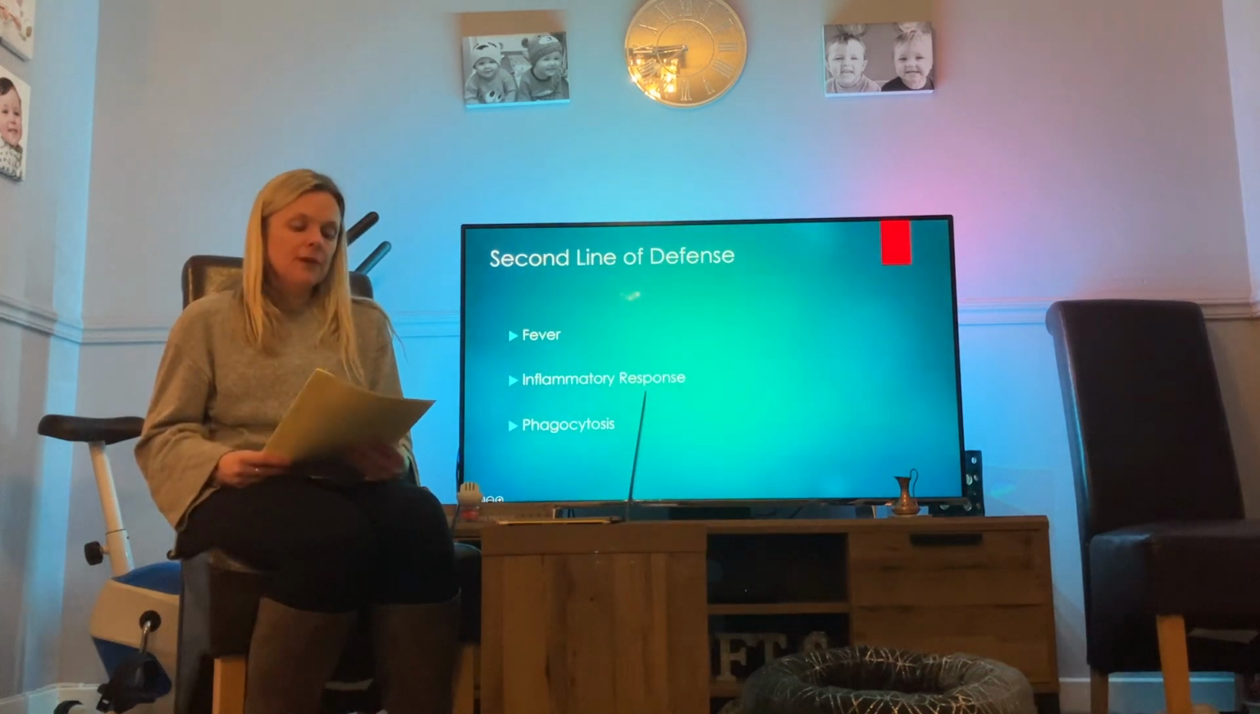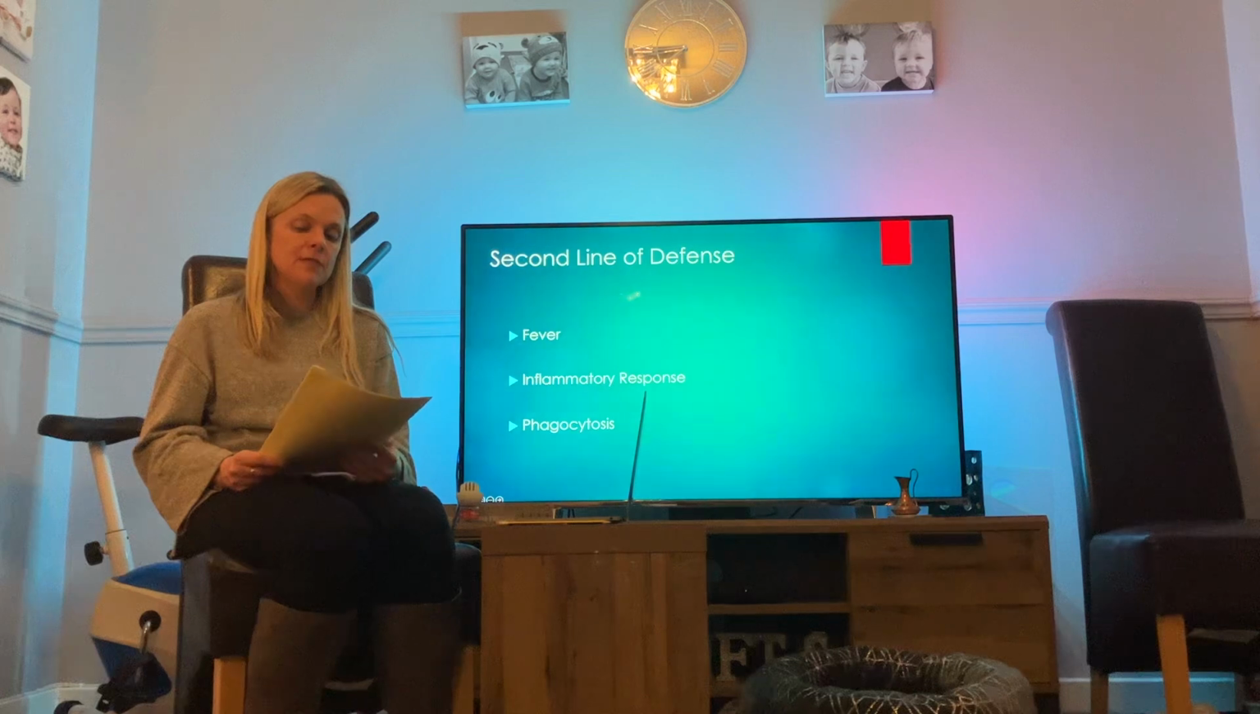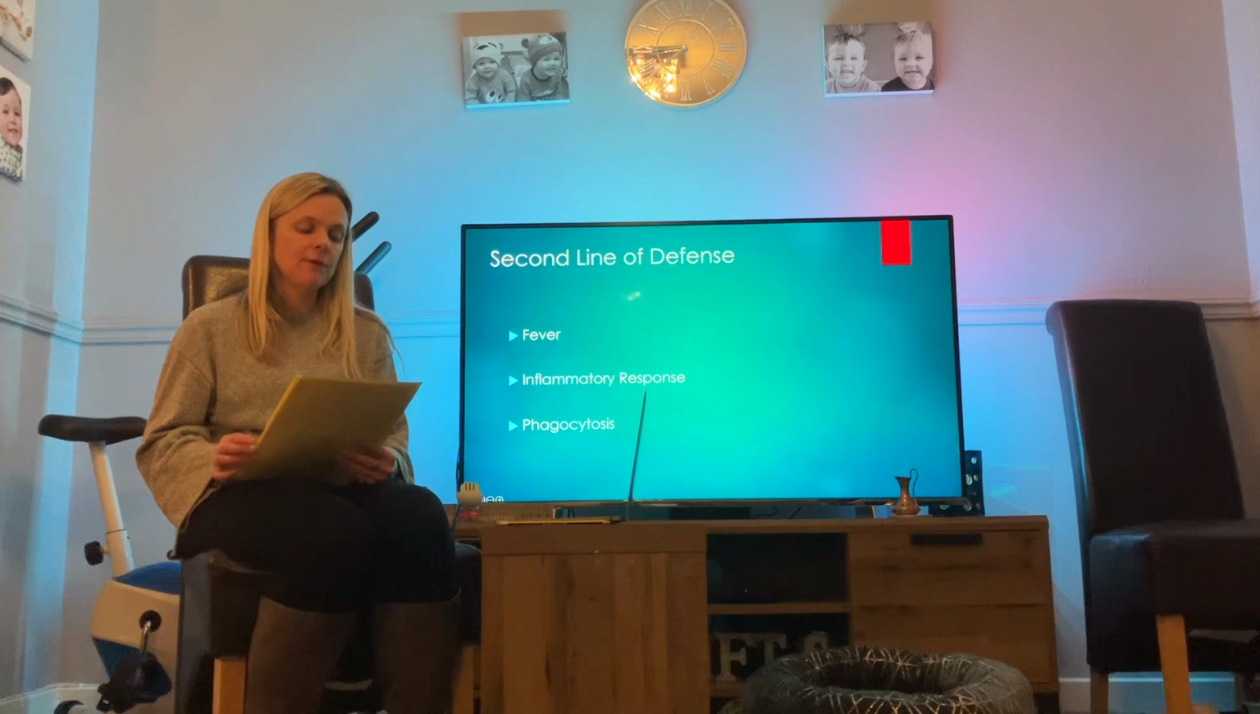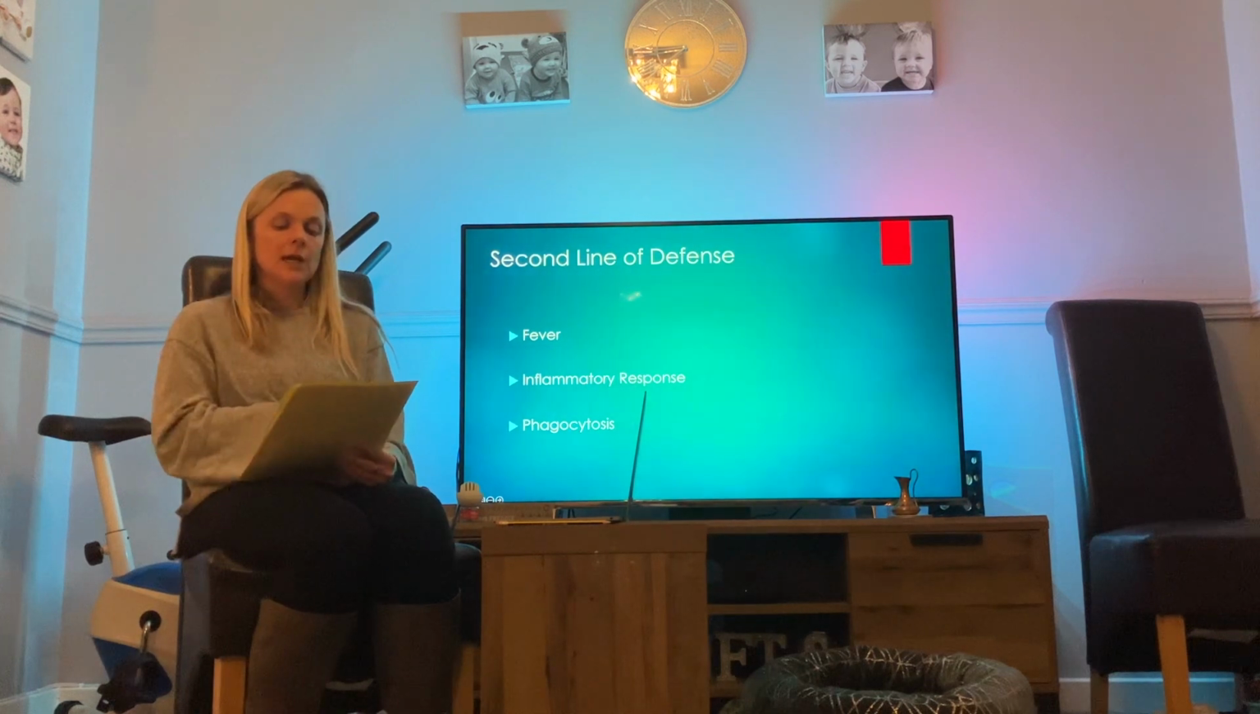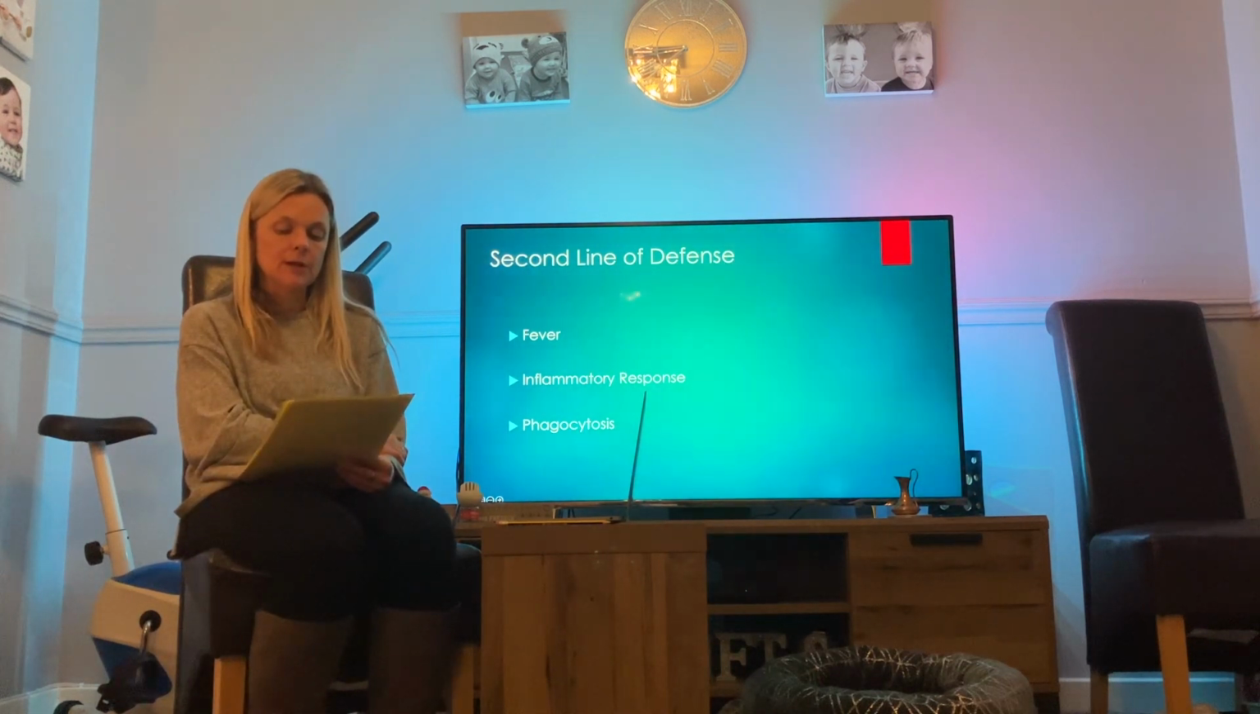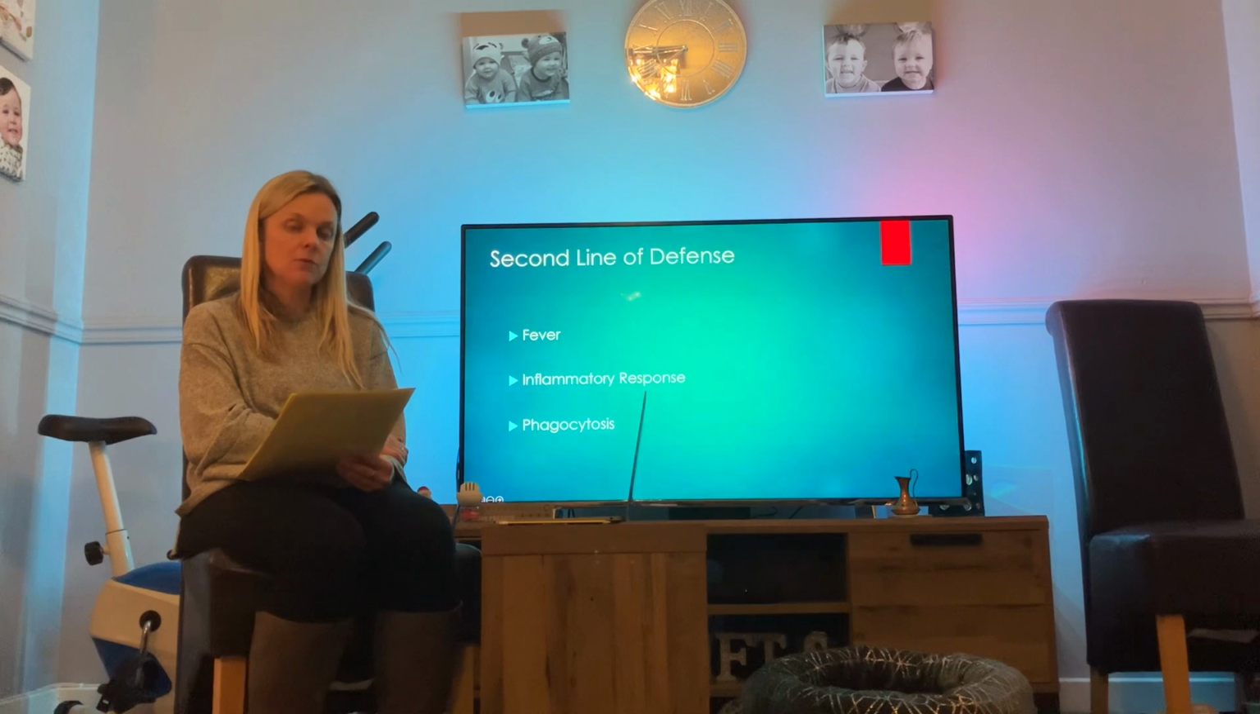The second line of defence is again non-specific resistance that destroys invaders in a generalised way without targeting specific individuals. Fever, inflammation and phagocytosis are all components of this line of defence. Fever raises the body's core temperature in an effort to eliminate pathogens, as they will find it difficult to function out of their optimum temperature. The higher temperature also helps immune cells to work better.